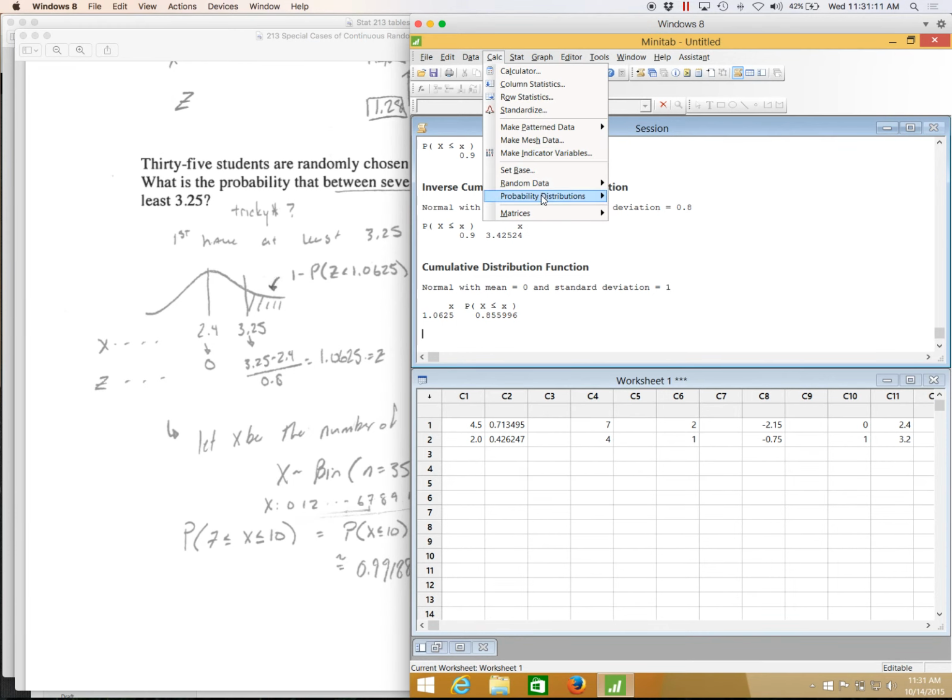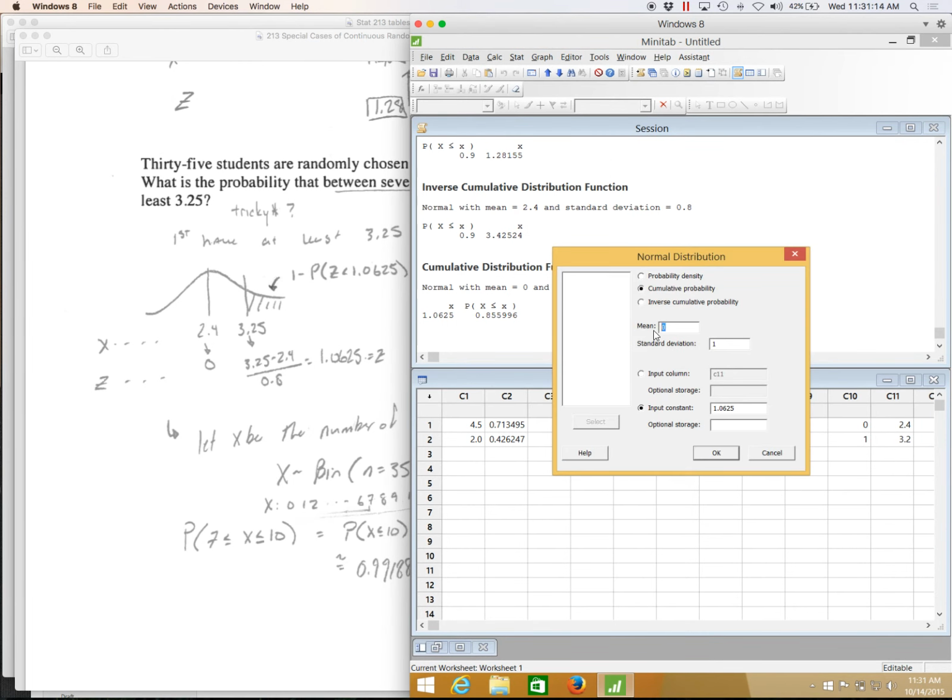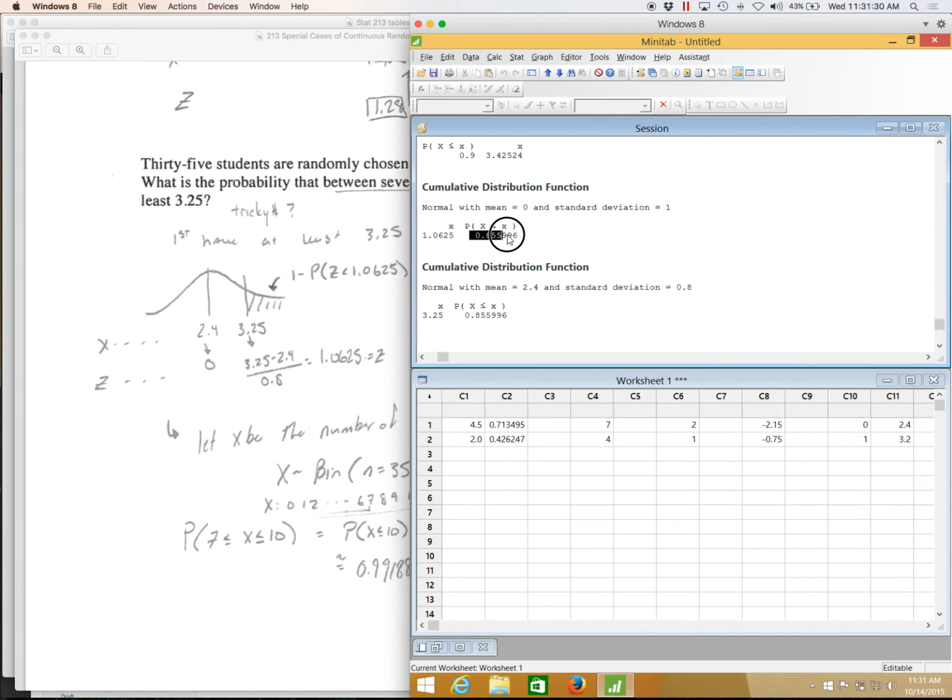The other way I could have done this, if I wasn't talking about z values, if I was talking about GPAs, the middle was 2.4 and the standard deviation was 0.8. What is the probability that I'm higher than 3.25? Notice here I get the exact same number whether I'm talking about z's or x's. I have to be consistent. When I was talking about x's, this was the mean, this was the standard deviation. When I'm talking about z's, this is the mean, this is the standard deviation. The area, either way, of this cumulative area is 0.85, and so forth.